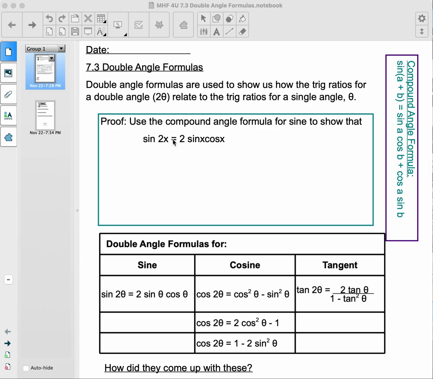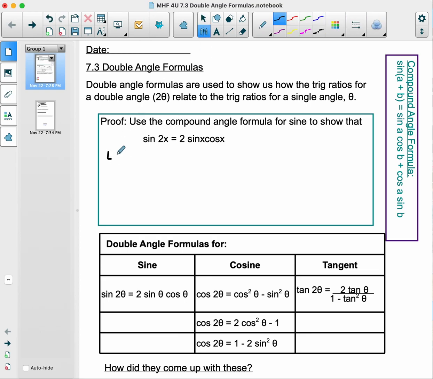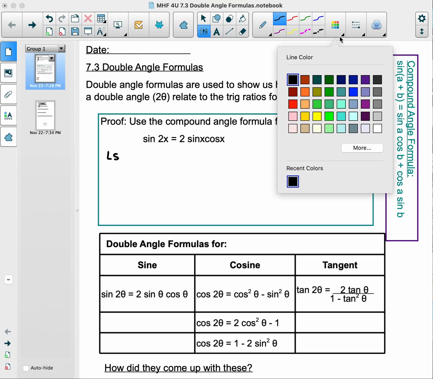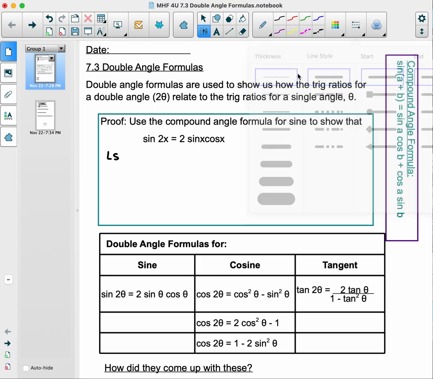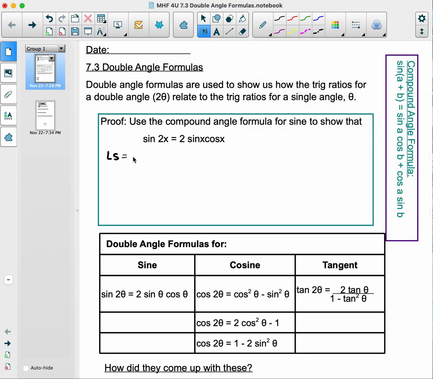So I'm just going to take my left side to do my proof, because remember, we're always going to keep our sides separate. Key for tomorrow when you do trig identities. Let me just thin out my marker there. Okay, so left side equals. So instead of sine 2x, I'm going to write it as the sine of x plus x, and then use the compound angle formula that's kind of upside down on the side there. So it would be sine x cos x plus sine x cos x, which is 2 sine x cos x.